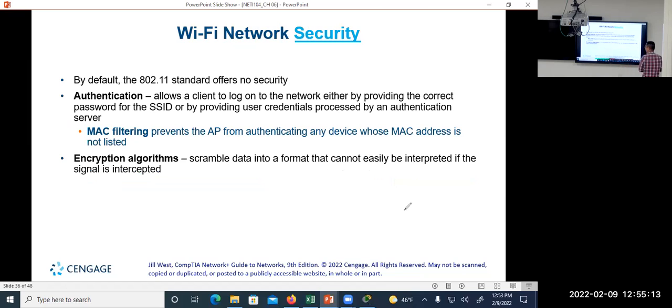Okay, now we move to the Wi-Fi security here, network security here. So that's one very, very hot topic here.